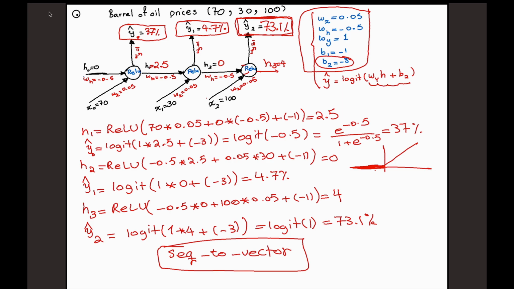However, there are cases where we care about the whole sequence. We want to have a sequence to sequence architecture, or you want to have a vector to sequence architecture. So there are different ways to consider recurrent neural networks. Let me summarize 4 types of recurrent neural networks that we can have. So here we had a sequence to vector.